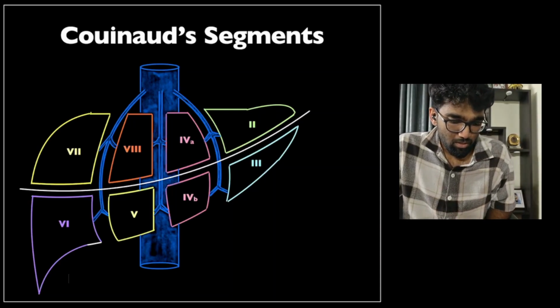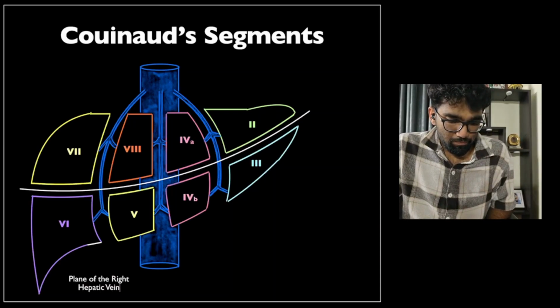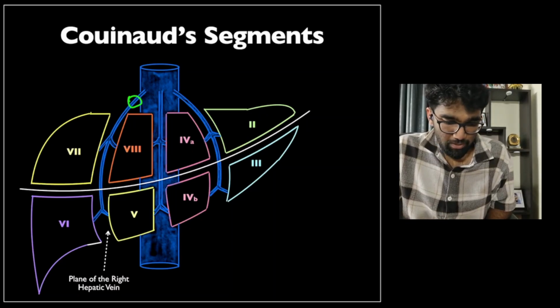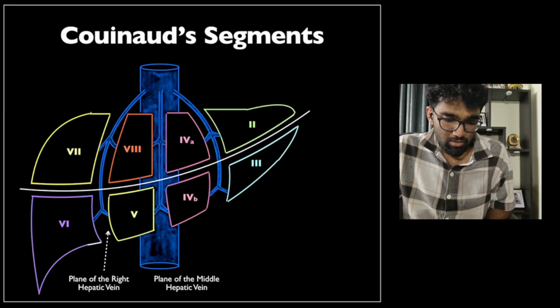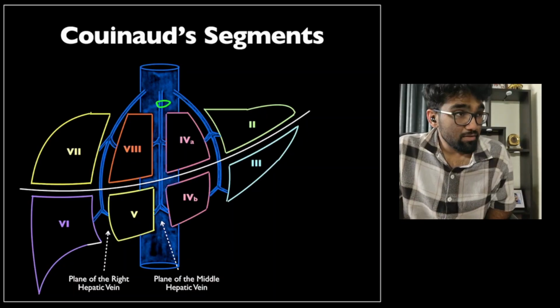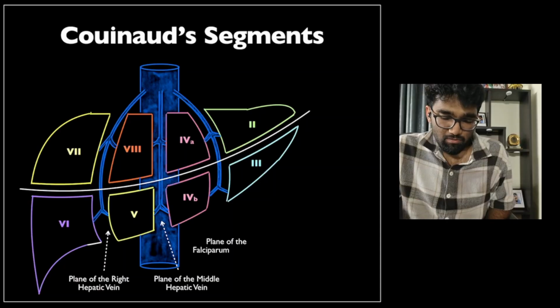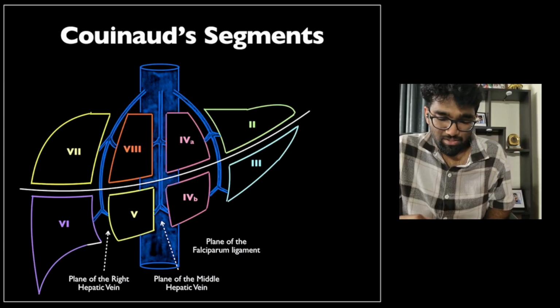describe it. Okay, so the first plane that is relevant is the plane of the right hepatic vein. So this is the right major hepatic vein and the plane that corresponds to it. Then the second plane is the plane of the middle hepatic vein, and this would be the middle hepatic vein draining into the IVC. And the third plane, that vertical plane that is important, is the plane of the falciform ligament.